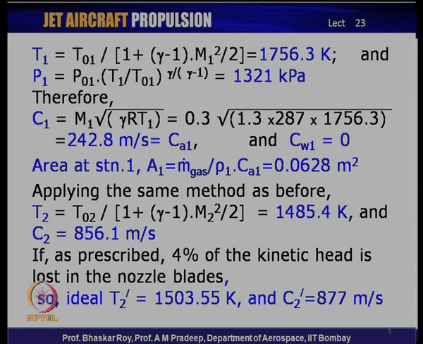Now, at station 1, if we look at the numbers that are given and try to find the static parameters, if we can get a value of T 1 by applying the isentropic flow conditions at station 1, we get T 1 equal to 1756.3 K. And P 1, correspondingly, using the same isentropic conversion from total to static condition, we get 1321 kilopascals, converting from megapascals to kilopascals.